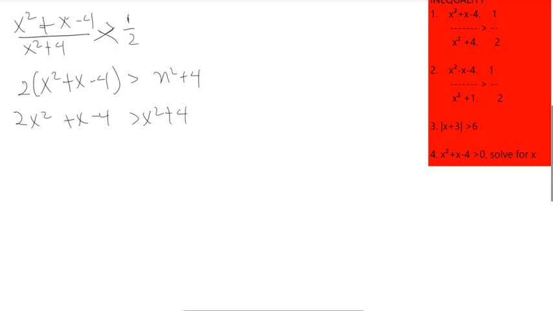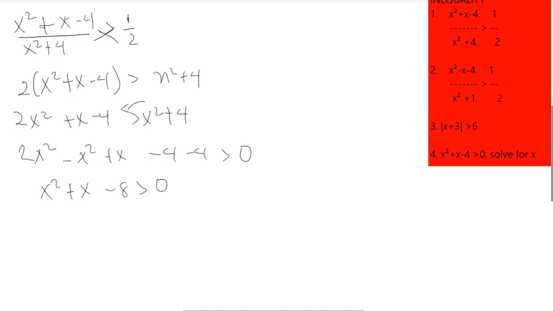So from here now we are going to collect like terms. This is going to form a quadratic equation. So let's just bring everything over to this side, right? So we have 2x squared minus x squared plus x minus 4 is greater than 0, because there's nothing left on that side. Because 2x squared minus x squared is x squared, so we have x squared plus x minus 8 is greater than 0.